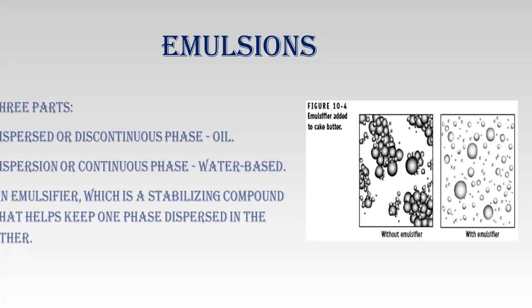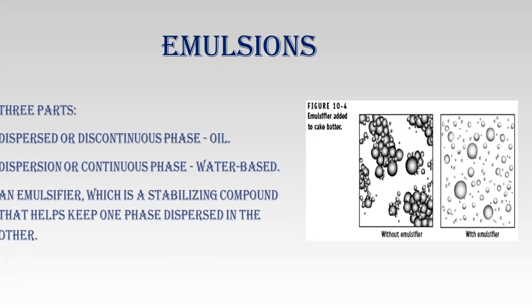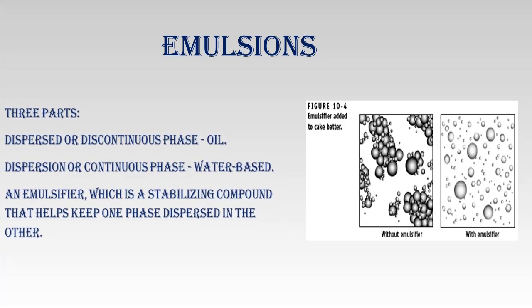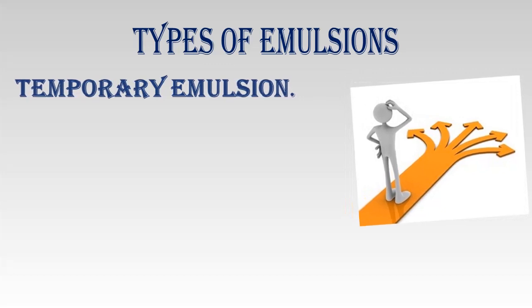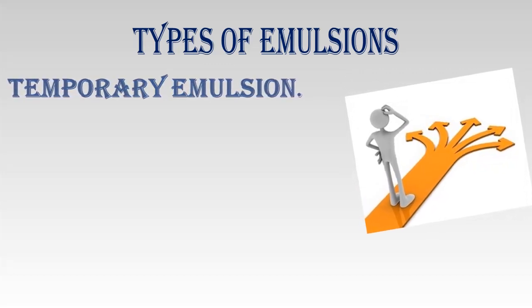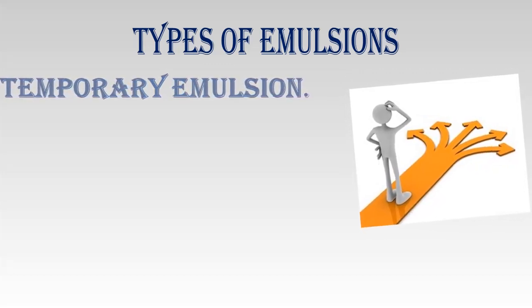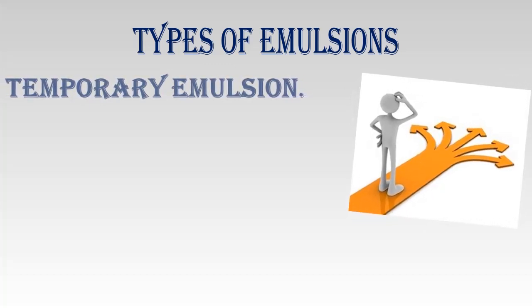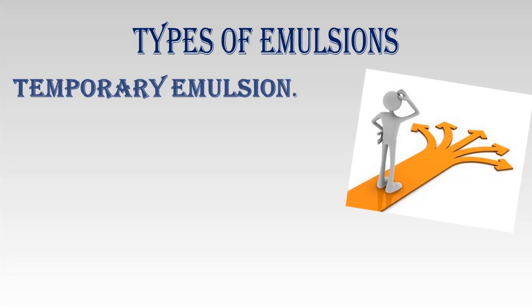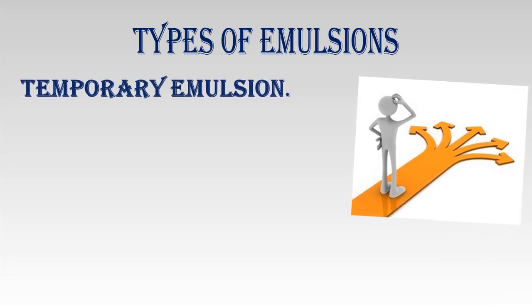An emulsifier is a stabilizing compound that helps keep one phase dispersed in the other. Types of emulsions. Temporary emulsion: in an emulsion, the collection and rising of the lighter phase, usually oil, to the top of the mixture. Example, creaming is a process that achieves temporary emulsion status.